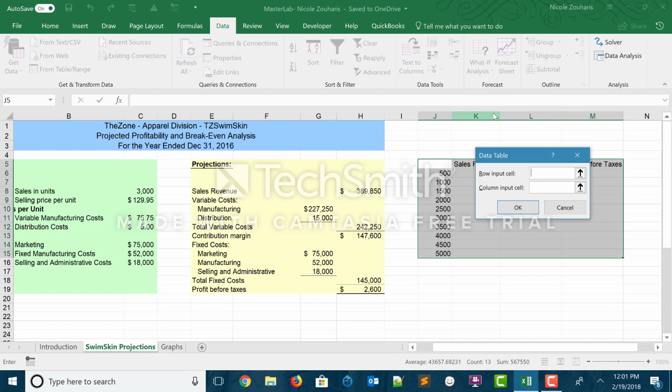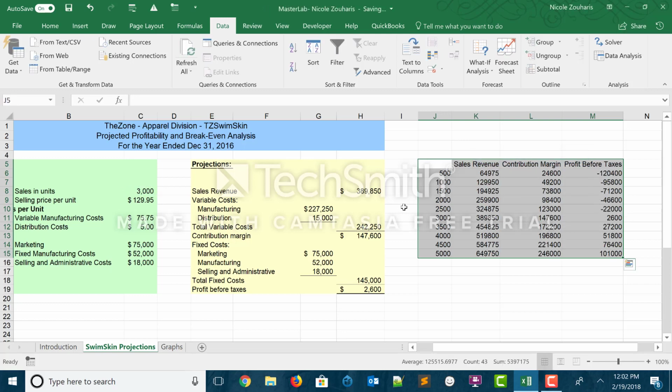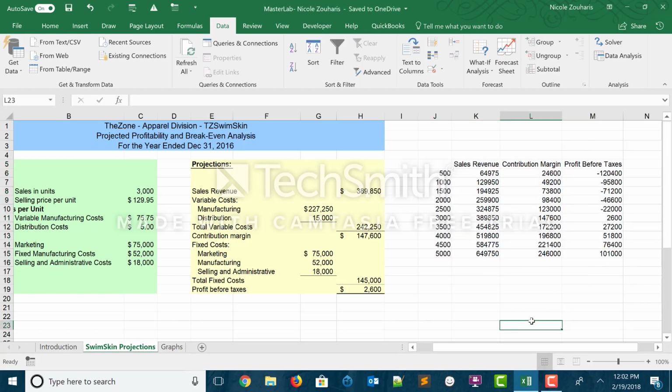So notice we just want to see how our sales revenue, our contribution margin, and our profit before tax change. We don't actually want to change them. We only want to see how they change on level of output. So we're not going to have any row input cells because we don't want it to change by row. We just want it to change by column, meaning our levels of output or our number of units sold. So let's go ahead and click into column input cell. Click cell C8 and press enter. And there we go. Our data table is populated.